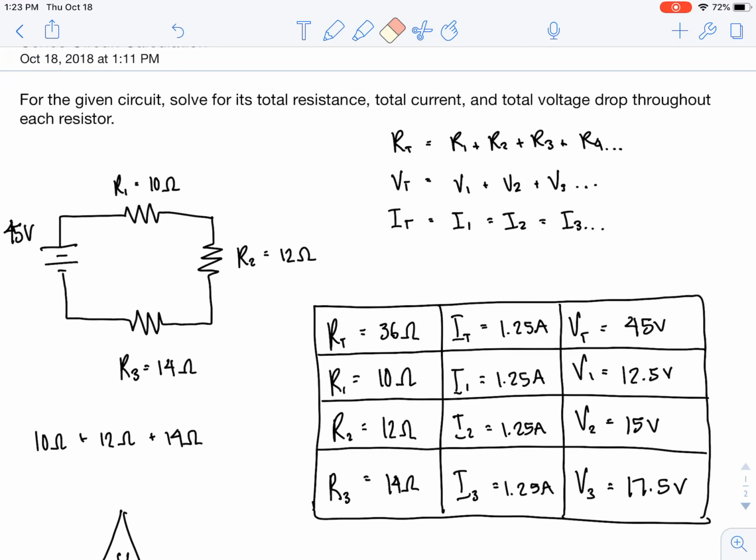And there you have it. This would be how you solve for the total resistance, total current, and total voltage drop throughout each resistor.